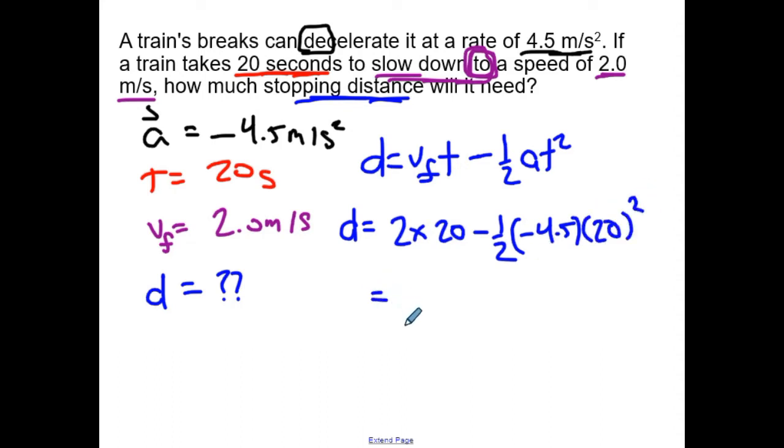And that should be it. That's all I really need. There's not really a lot of algebra here other than just using your calculator. Now, if you wanted to, you could do 2 times 20 for 40 and 1/2 times 4.5 times 20 squared and find that. And technically you're going to add them because you have a double negative. But I don't need you to show all those steps. I just need you to get me the answer. So this is really a calculator skill.